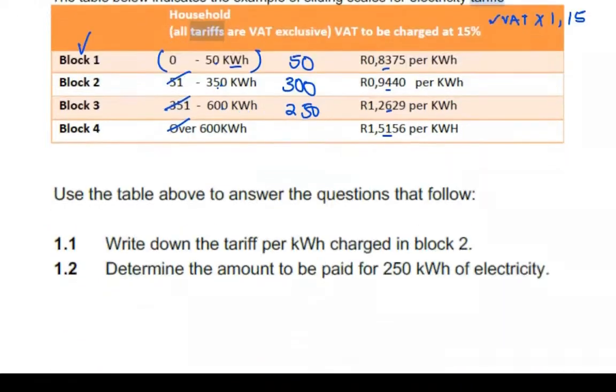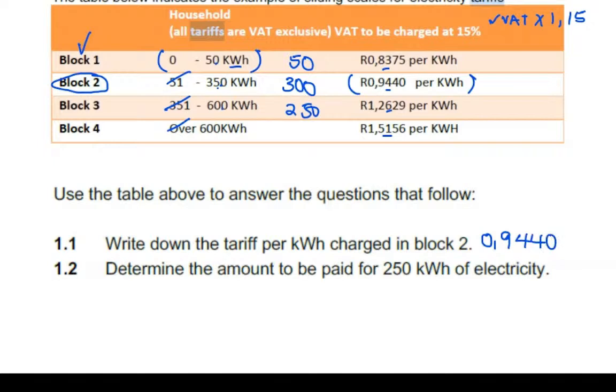All right, let's look at the first question. We have 1.1. Write down the tariff per kilowatt charged in block 2. So our block 2, it's this one here. Charge per kilowatt, it will be this one here. They didn't say including VAT. So you just pick your pen, you write the answer the way you see it. Okay, that would be the answer.